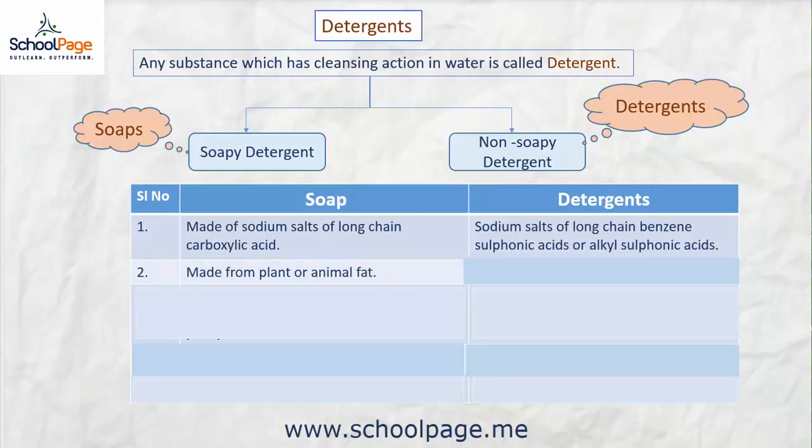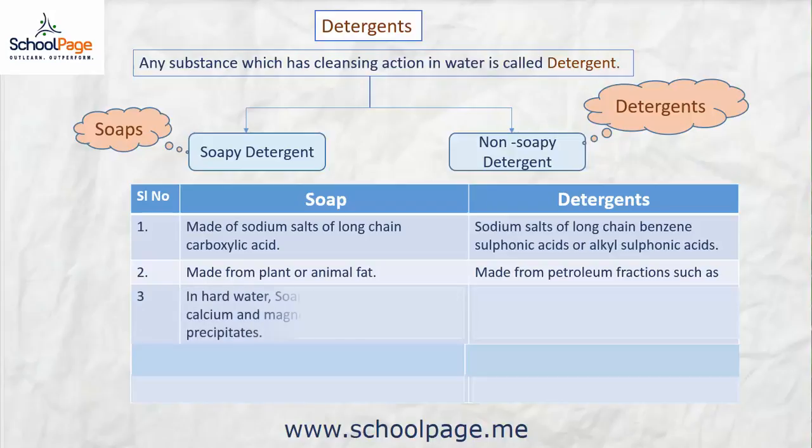Soaps are usually made from plant or animal fat, whereas detergents are made from petroleum fractions such as petrol, diesel and others. The third and important difference between the two is their action in hard water, their efficiency. In hard water, soap forms insoluble salts of calcium and magnesium, which then precipitates.